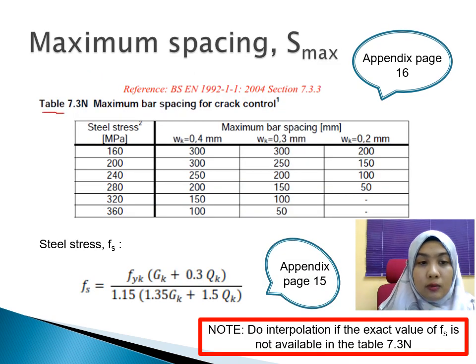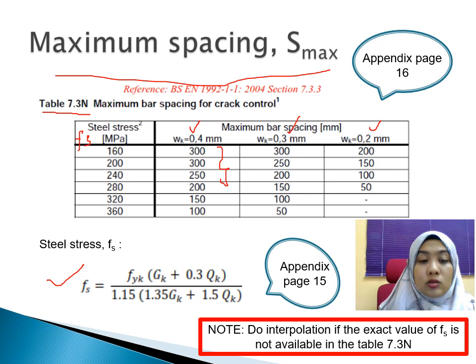And then you refer to table 7.3N. So from here, we have the crack widths 0.4, 0.3, and also 0.2. So the value here is actually the maximum spacing, S maximum. And here is the steel stress. Steel stress is given as the formula here in the appendix page 50. So this is actually the value of steel stress. So based on the value of steel stress that you get here, you are going to get your maximum bar spacing.